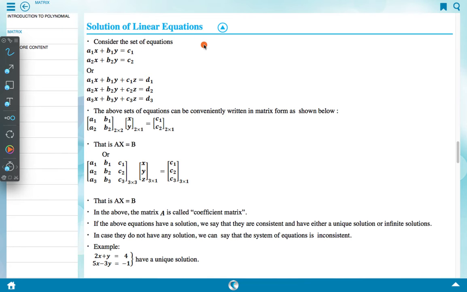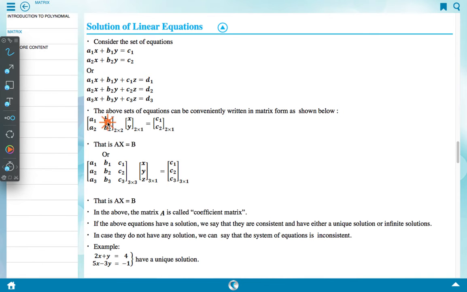Solution of linear equations in matrix form. Consider the set of equations a1x plus b1y equals c1, a2x plus b2y equals c2, or a1x plus b1y plus c1z equals d1, a2x plus b2y plus c2z equals d2, a3x plus b3y plus c3z equals d3. The above set of equations can be conveniently written in matrix form as shown below.